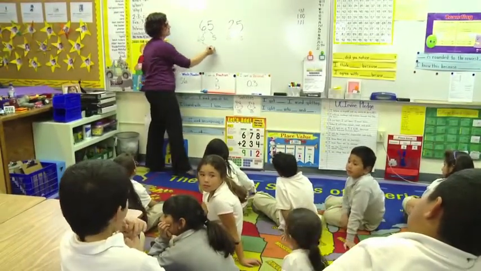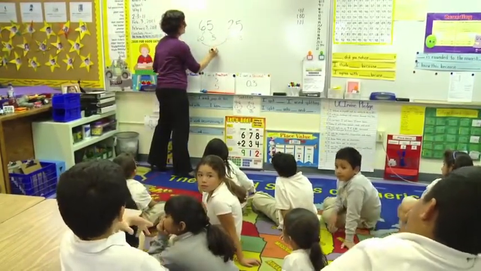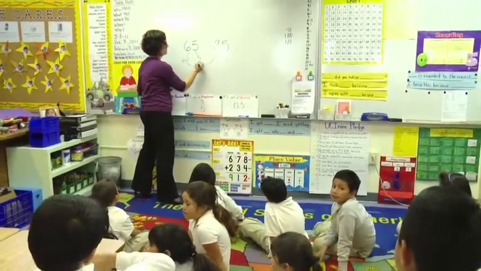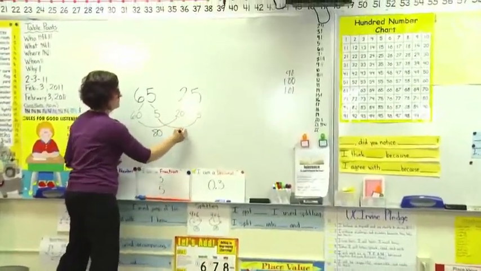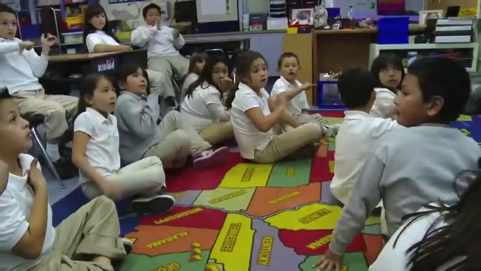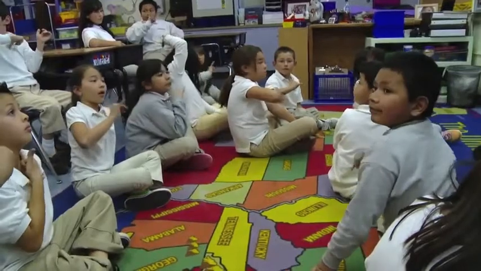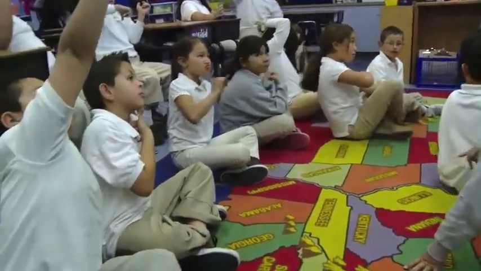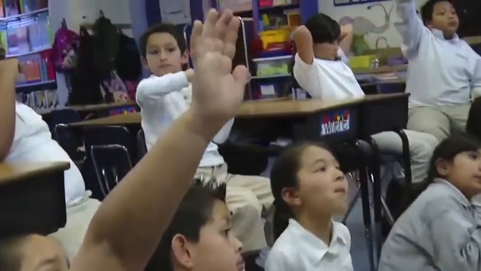And the 20, and I got 80. I added the 5 to the 5, and I got 10. I connected the 10 to the 80, and I got 90. Show if you agree. Somebody solve it with another strategy, another mental math strategy.